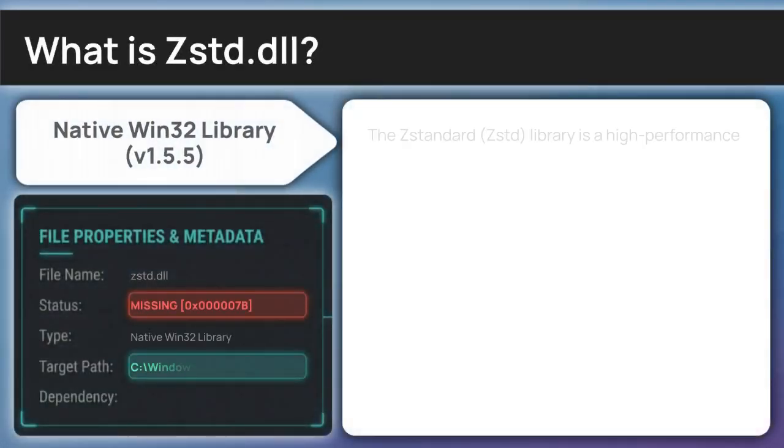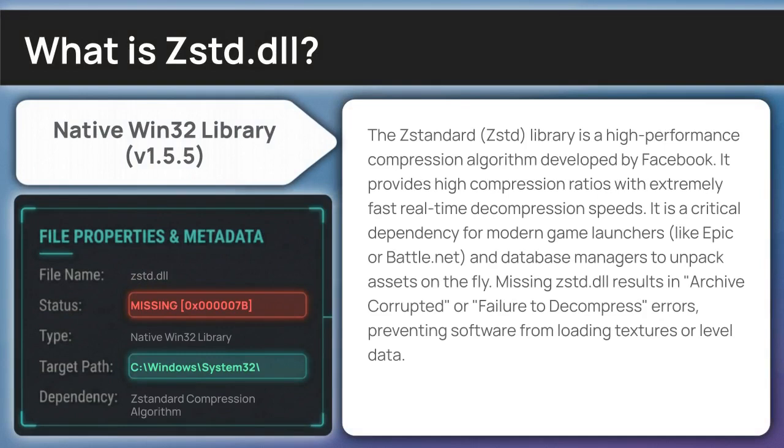This is the Zstandard Compression Library. The Zstd.dll library is a high-performance compression algorithm developed by Facebook. It provides high compression ratios with extremely fast real-time decompression speeds. It is a critical dependency for modern game launchers like Epic or Battle.net, and database managers to unpack assets on the fly. Missing Zstd.dll results in archive corrupted or failure to decompress errors, preventing software from loading textures or level data. Now that we've covered what the file does, let's jump into our first fix.